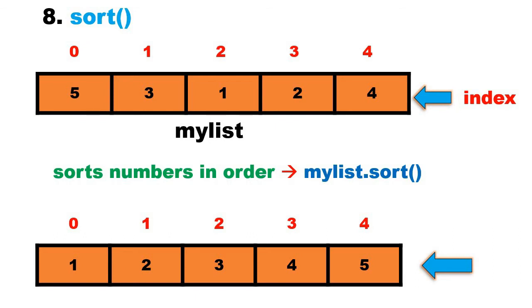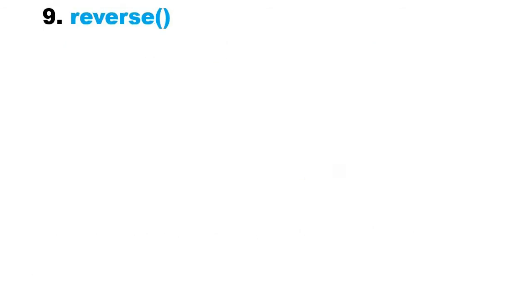Sorting is used to sort the numbers in ascending order, as we know. It starts from the smallest number 1 to the largest number 5. So here I have taken 5, 3, 1, 2, 4. After sorting the numbers, it is displaying 1, 2, 3, 4, 5. Clear? I will write a program for numbers as well as strings. Don't worry. Next we are going to see reverse.